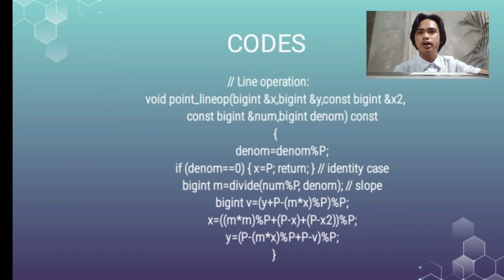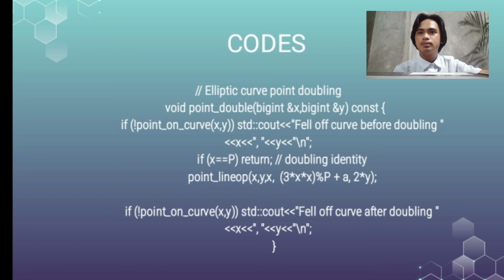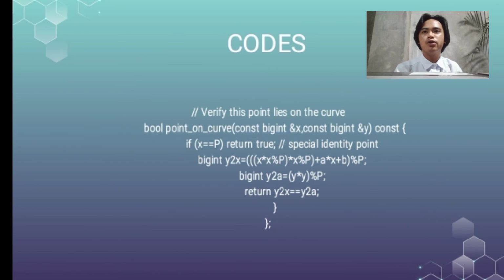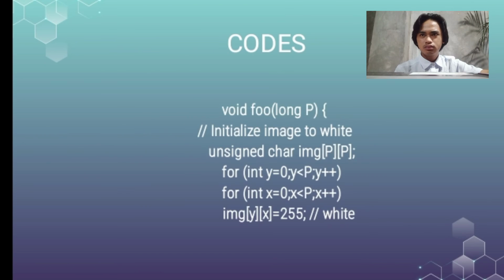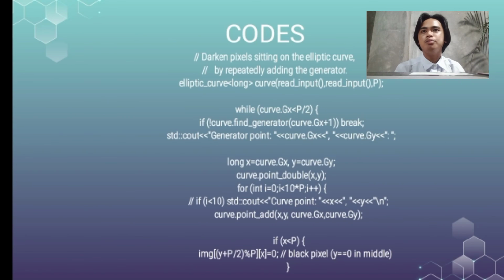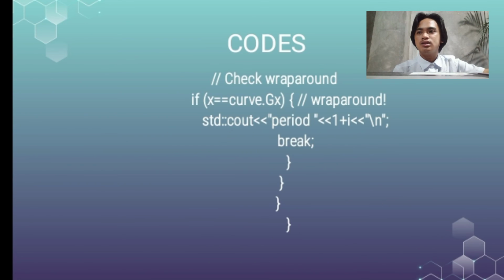This is the line operation, elliptic curve point adding, and verifying this lies on the curve. This initializes the image to white and darkens pixels sitting on the elliptic curve, and so on. This is the last one. Write the image data.